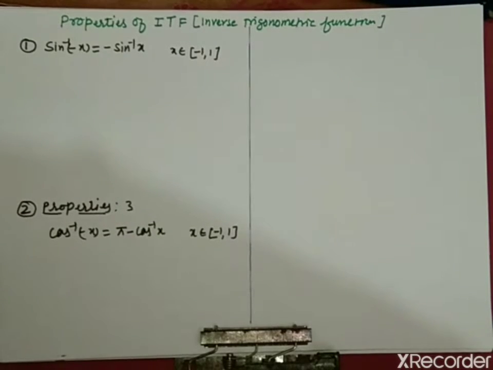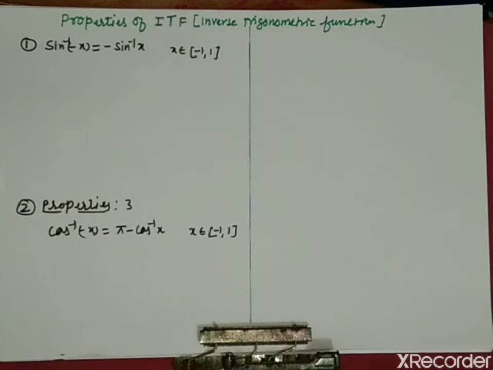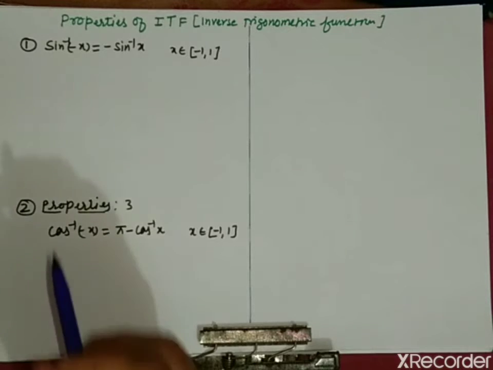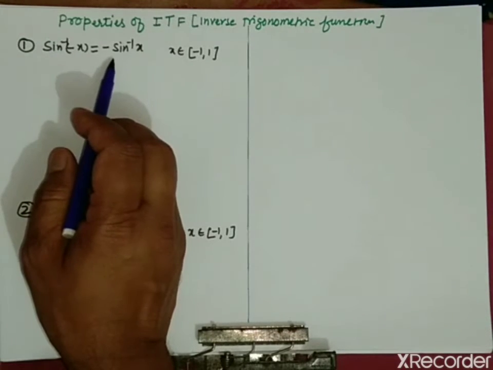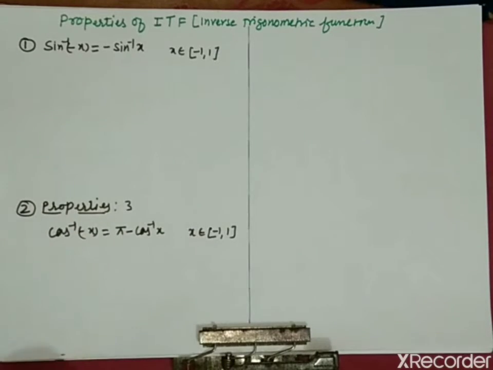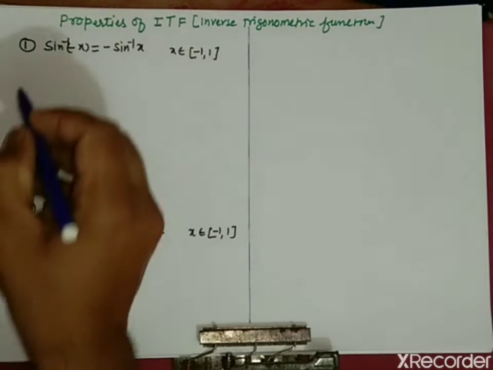Now in this session of video we are going to discuss properties of ITF, inverse trigonometrical function. And the first property we have: sine inverse minus x is equal to minus sine inverse x. Clear? Now we have to prove that.